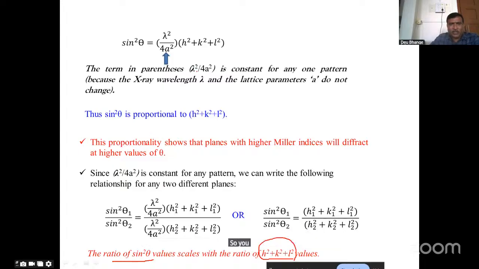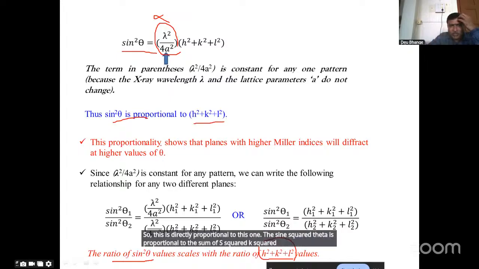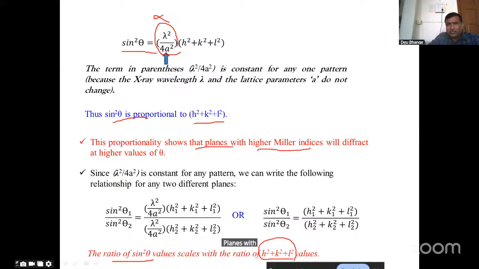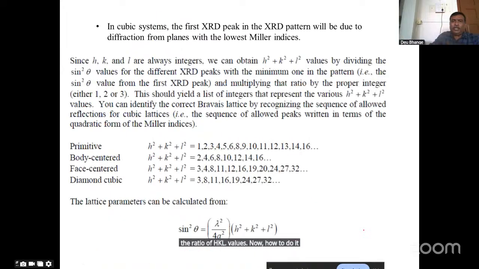So you can see that this was our equation, this was the constant value. So this is directly proportional to this one. The sine square theta is proportional to the sum of h square, k square, l square. The proportionality shows that planes with higher Miller indices will diffract at higher values of theta. Now we will take the ratio. This ratio value scales the ratio of HKL values. Now how to do it? Actually, this is the theory.